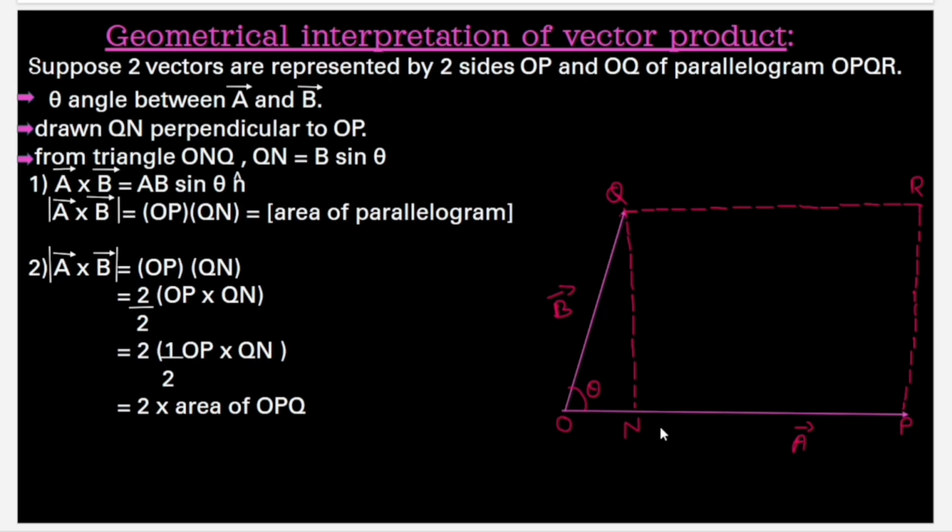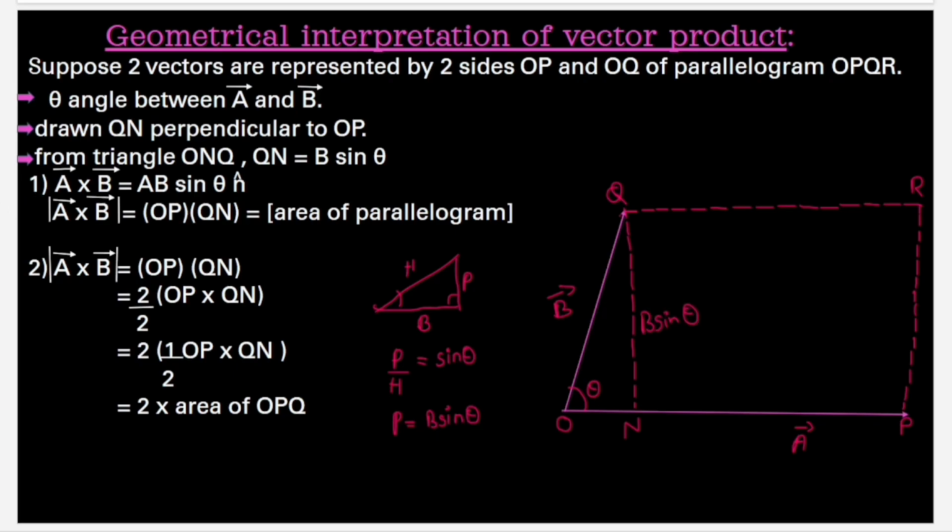How do we get B sin theta? Let me explain. A triangle is drawn here from the parallelogram with base, perpendicular and hypotenuse. We know that P by H is equal to sin theta. H here is B. So we get B sin theta.